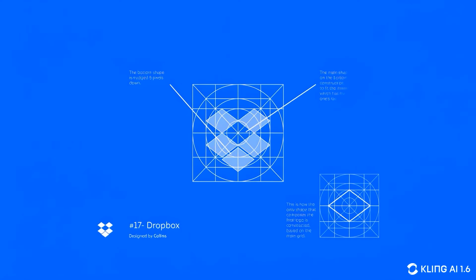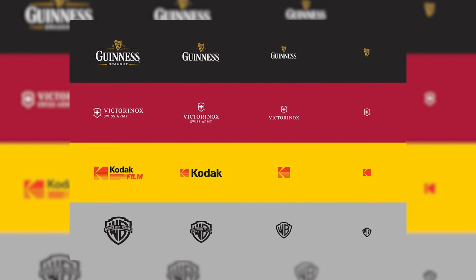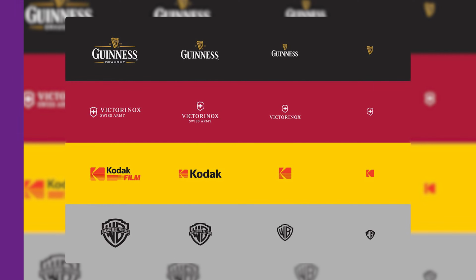Alright, let's start with the basics. So what exactly is a logo grid? Think of it like a scaffolding or a blueprint behind a design. It's a series of lines and shapes that help structure a logo, ensuring that every element is balanced, even when your logo is blown up on a billboard or shrunk to fit on a mobile screen.